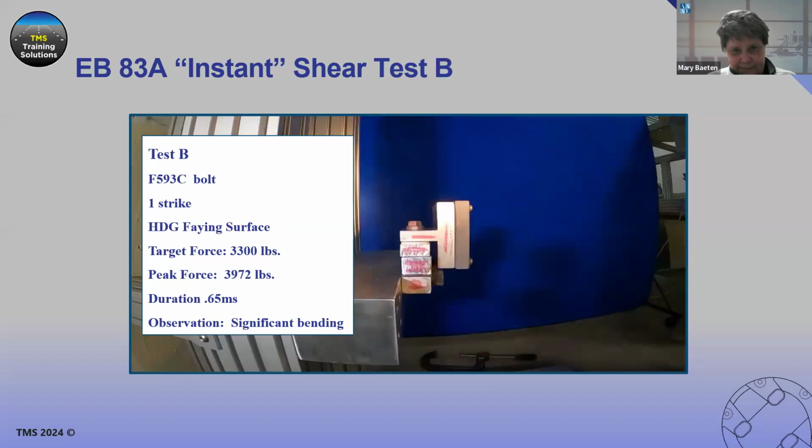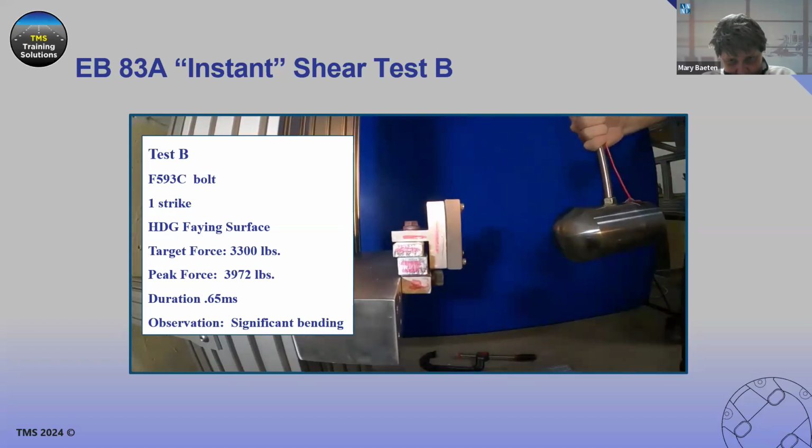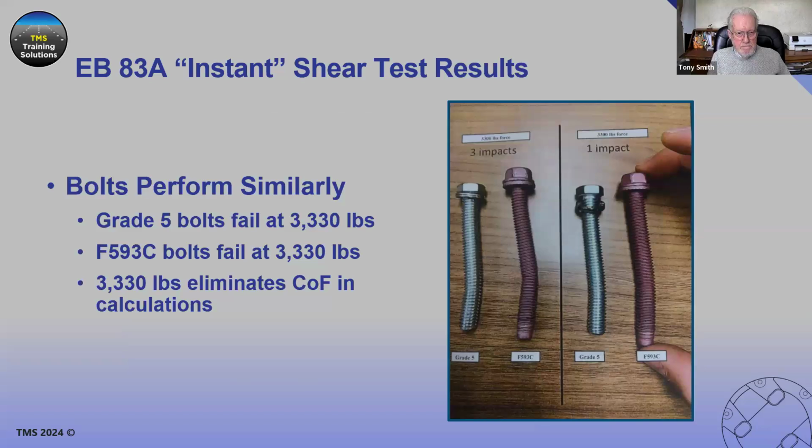Next. This is the same test with an F593C stainless steel bolt. So we can run this test in multiple configurations. Significant bending. Go ahead, next. The instant shear tests show that we have similar results for both the F593C and the grade 5 bolt. Next.